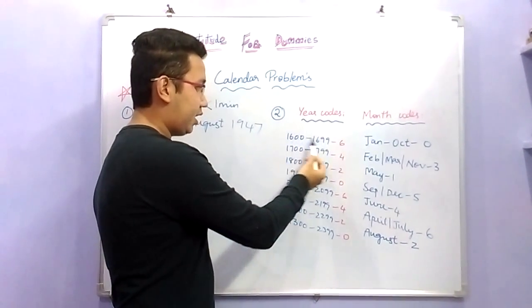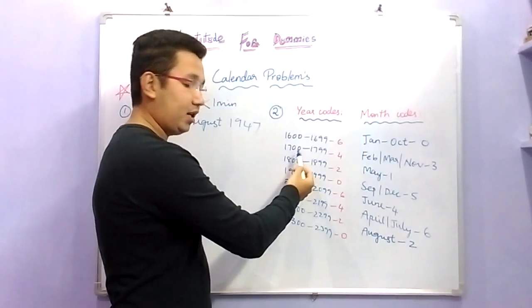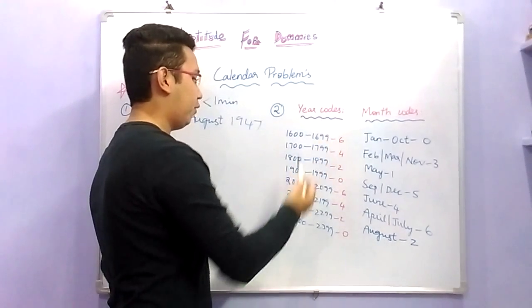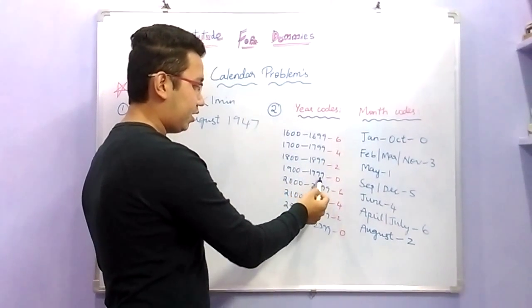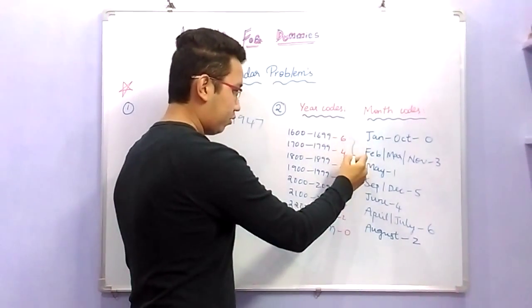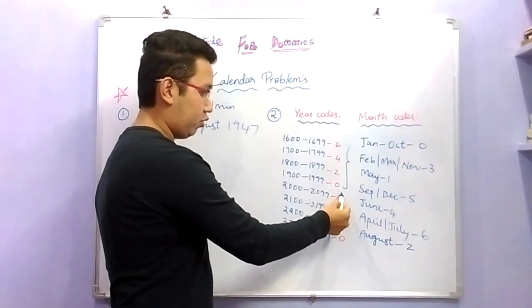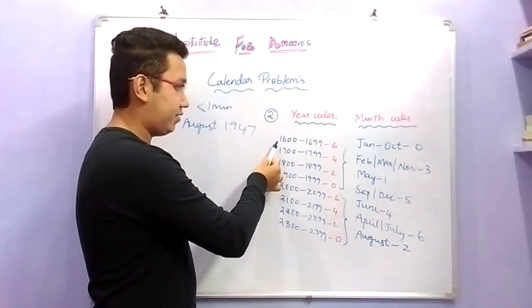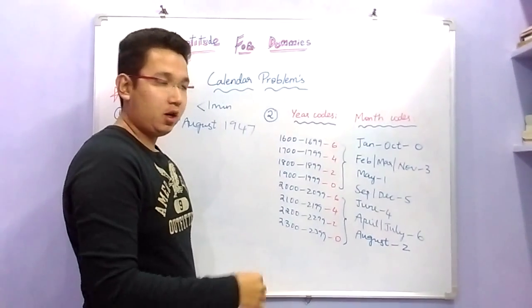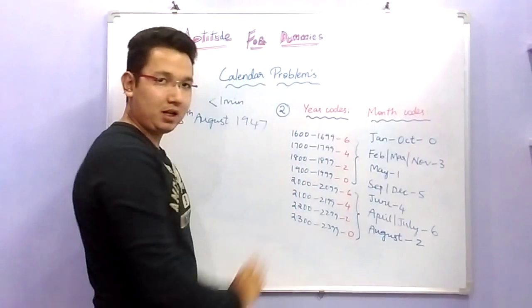The years between 1600 to 1699, the code is 6. Similarly, for 1700 to 1799, code is 4. From 1800 to 1899, it is 2. And from 1900 to 1999 is 0. So this code repeats, that is, it is cyclic. 6420. Again, we have 6420, and again, we will have 6420. But the starting is from the year 1600. So since in my problem I have 1947, my code will be 0.